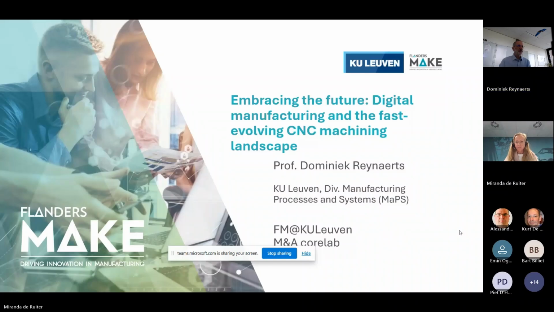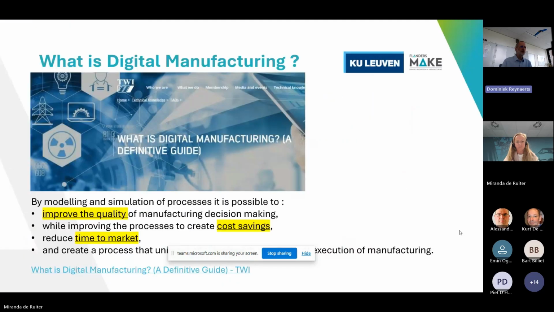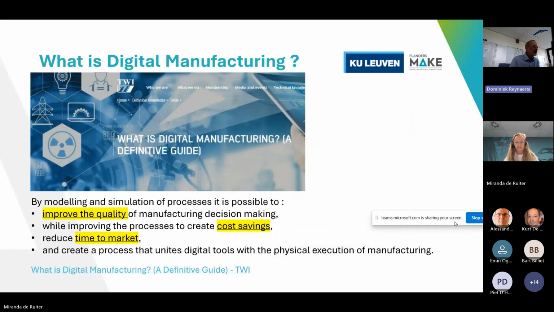So we speak about digital manufacturing, especially for the CNC machine case. Next slide, please. This is just a little overview. What do we understand under digital manufacturing? I will show you some slides. This is from TWI. It's mostly aiming at the yellow marked things, which we will also address today, which is about improving quality, cost savings, and time to market reduction. So that's a bit the general ambition of this kind of digital manufacturing.